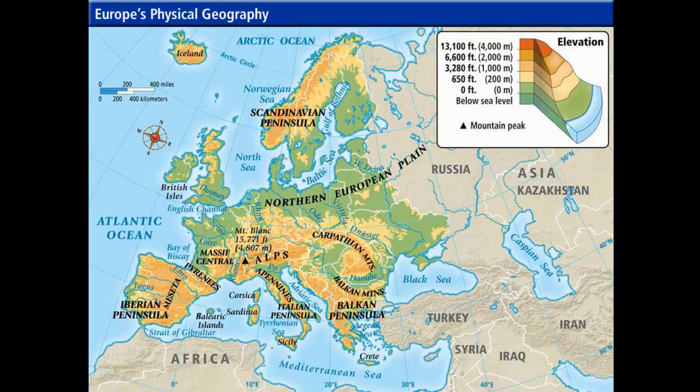Here we have a map that's titled Europe's Physical Geography. And we see that, yes, on some areas they have country names, and on some areas they have continent names. But we see in the Europe section, Northern European Plain, Carpathian Mountains, the Balkan Mountains, the Balkan Peninsula, the Italian Peninsula, the Apennines. We see these things that have existed before humans and that will still exist after humans are gone.